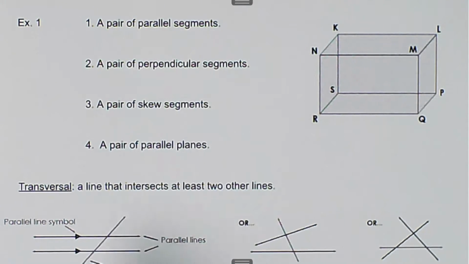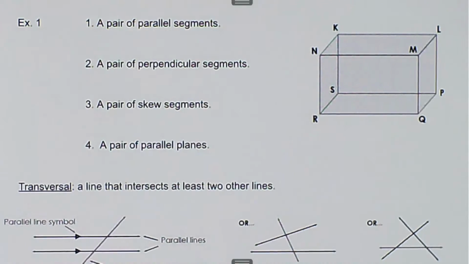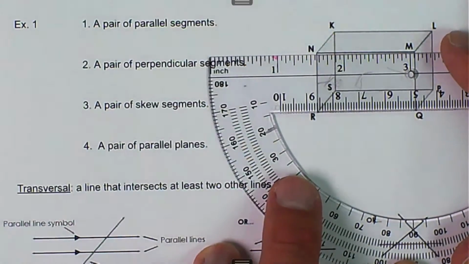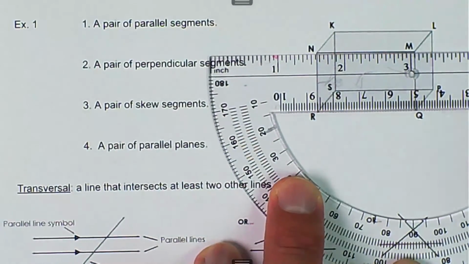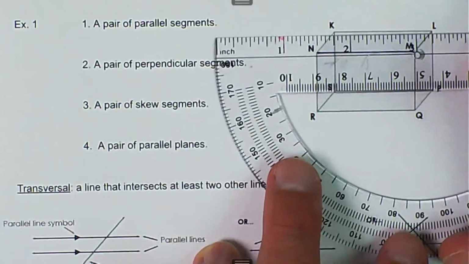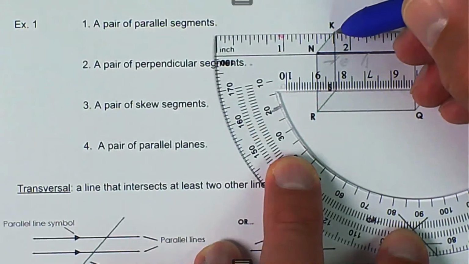So in this case, the first example we're looking at is a pair of parallel segments. There are many options to pick from here, but the parallel segments that I'm going to pick are NM right here and KL. So these two lines are parallel.